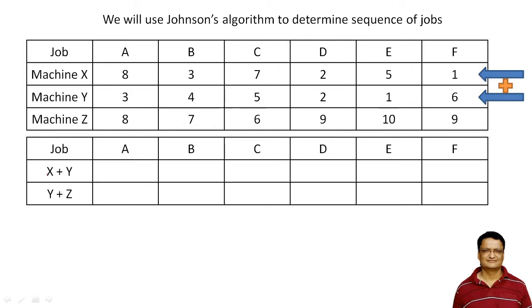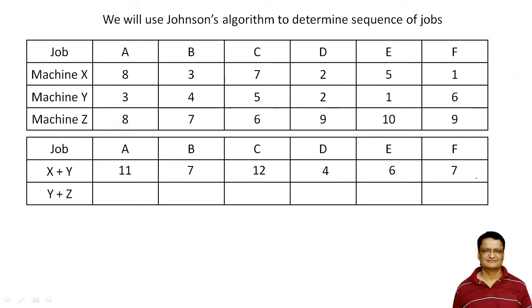We need to come up with the total processing time for machines X and Y. So we add these two figures and put the sum over here. This 8 plus 3 gives 11, and I am writing this 11 over here. Now you have to perform this operation for the entire row. Why do we need this? Because in order to apply Johnson's algorithm, we need to reduce this matrix. So this 3 plus 4 gives me 7, and likewise I can complete this row.